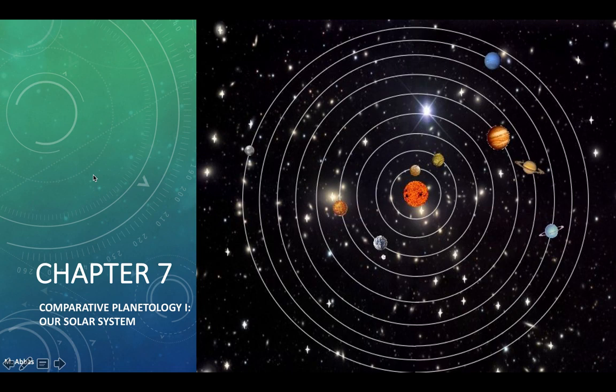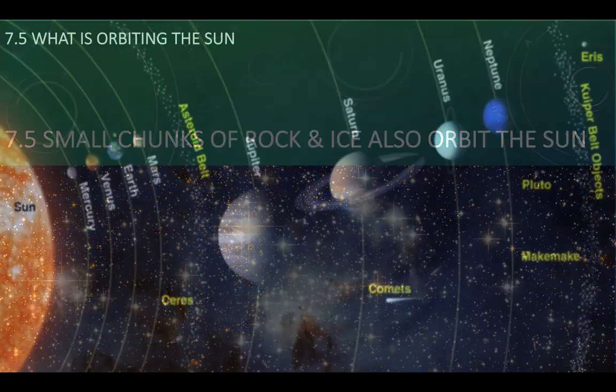I've already done this in class, but I'm going to do it again for those who couldn't make it. This chapter is about our solar system. In this chapter we're going to define what makes up the solar system, and we're also going to talk about the properties of the different objects that are found in our solar system.